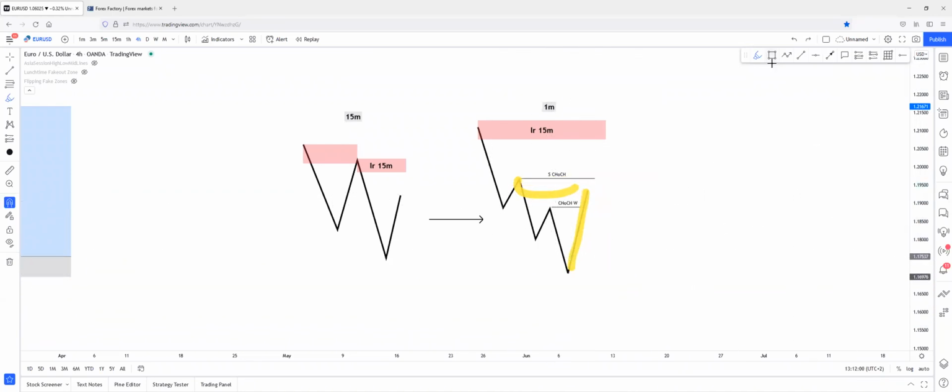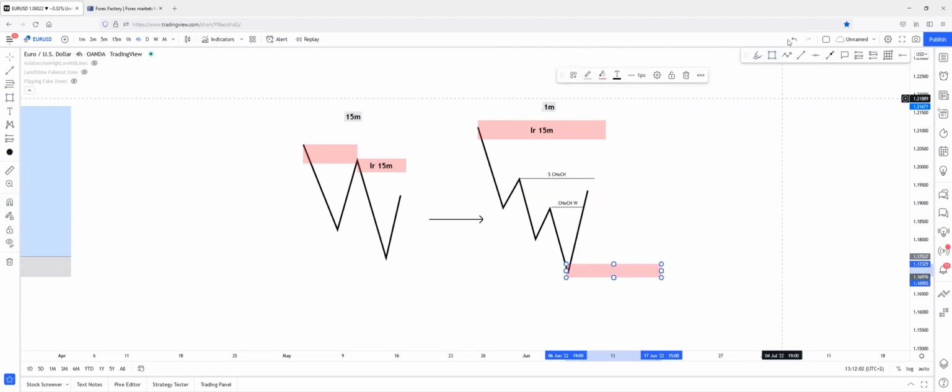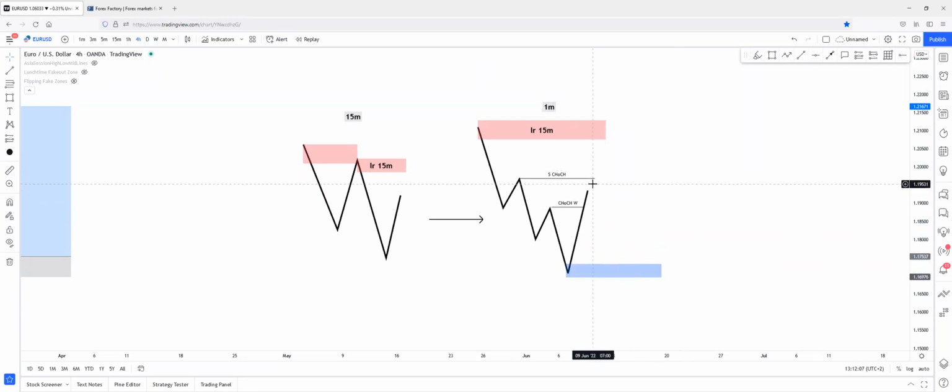So this demand trade right here will be invalid. This demand trade will be invalid if price only creates a weak change of character. In order to take a counter trend trade like this, you have to wait for a strong change of character. And in this case, this trade is still considered risky.